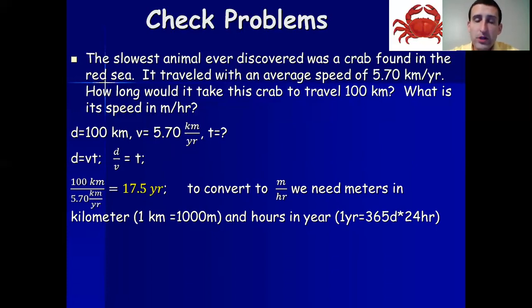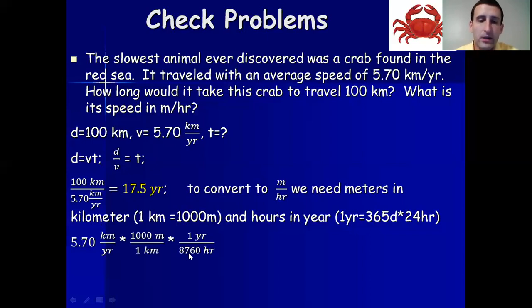To convert to meters per hour, we're going to again need those conversion factors. The nice thing about meters and kilometers is they're both metric units, and so the conversion's a nice, easy number, 1,000 meters in a kilometer. And how many hours are in a year? Well, a year is 365 days, and each day is 24 hours. So if we do 365 times 24, we will find out that there's 8,760 hours in a year.